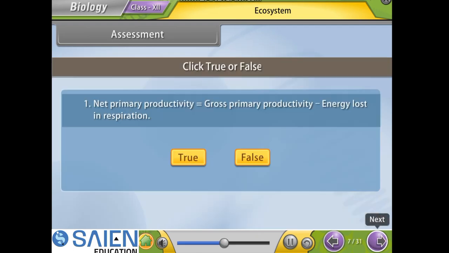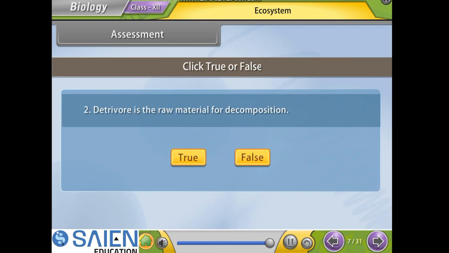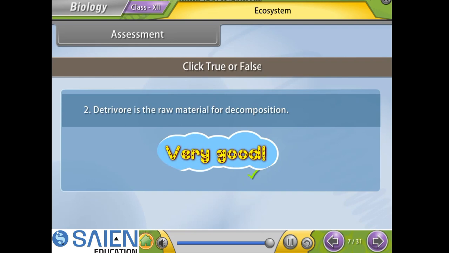Assessment. Before proceeding further, let us know how much you have learned. Click true or false. Very good.